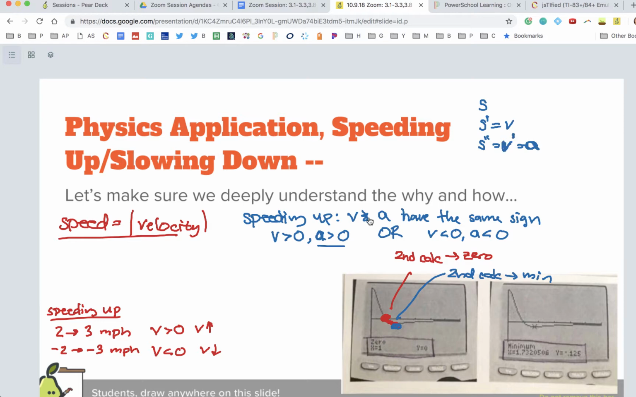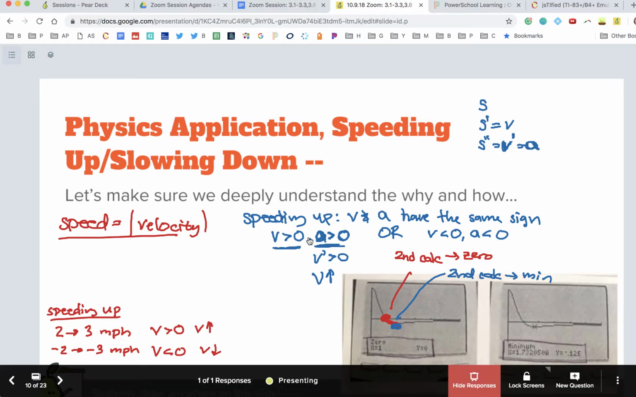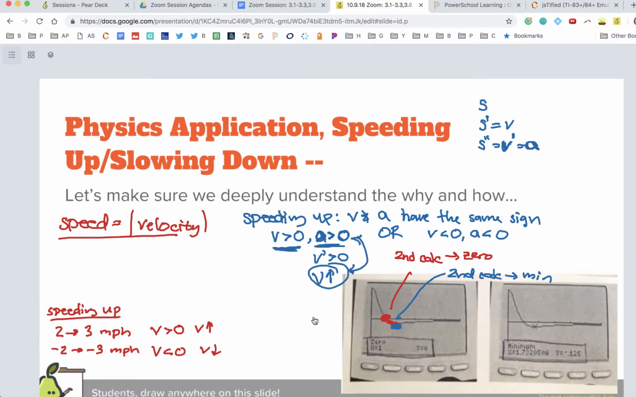So acceleration being positive is equivalent to v prime being positive. And what does the derivative being positive mean? The derivative being positive means that the function is increasing, right? If it has a positive slope, it must be increasing. So velocity being positive and acceleration being positive, I can justify that all by just looking at the velocity curve, because these two statements are equivalent, right? Same thing goes around.